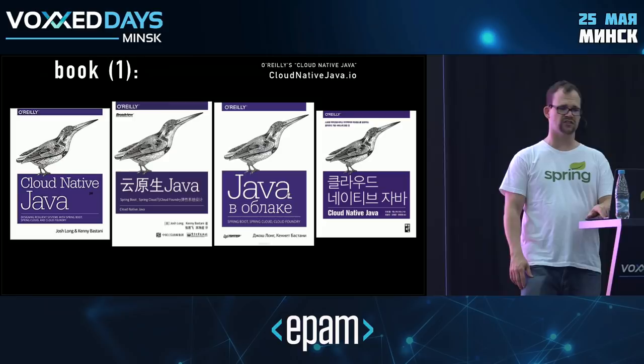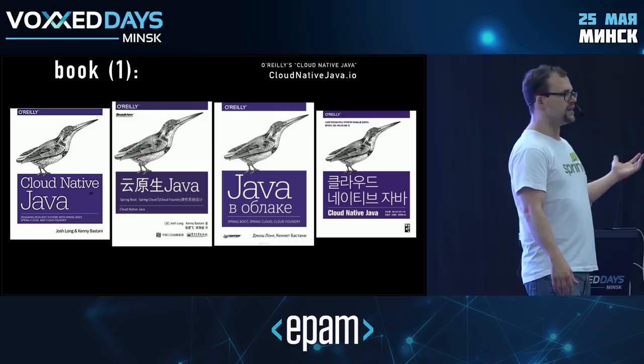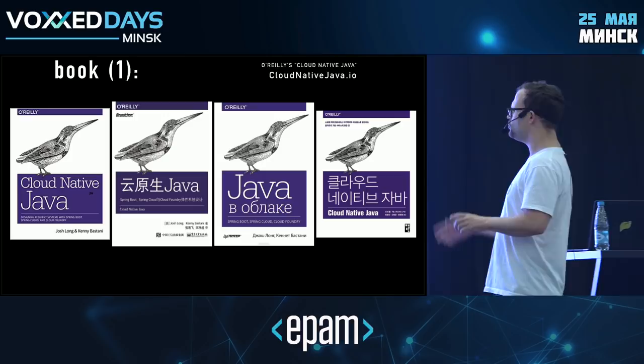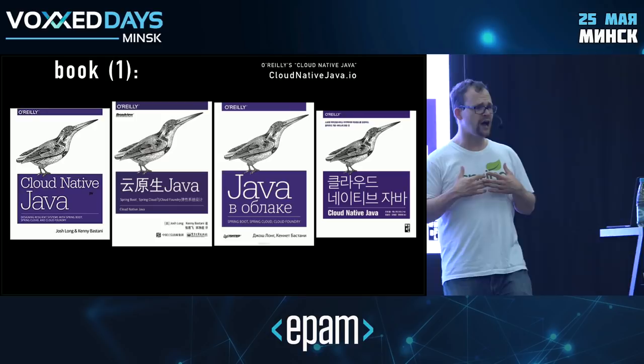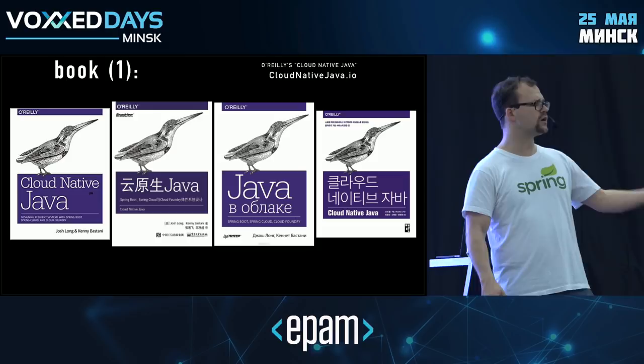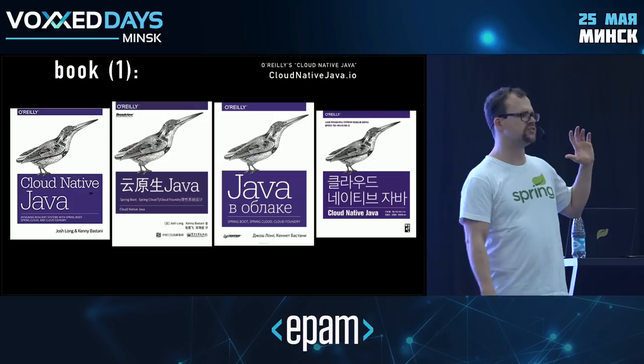I have a book called Cloud Native Java that I wrote in 2017. It's available in 4 languages: English, Chinese, Korean, and Russian. I think I'm doing a book signing afterwards, so find that. The book is something that I'm very proud of. It's something that I worked on for a long time. The book is all about how to build applications that work in the cloud with Spring Boot, Spring Cloud, and of course Cloud Foundry.